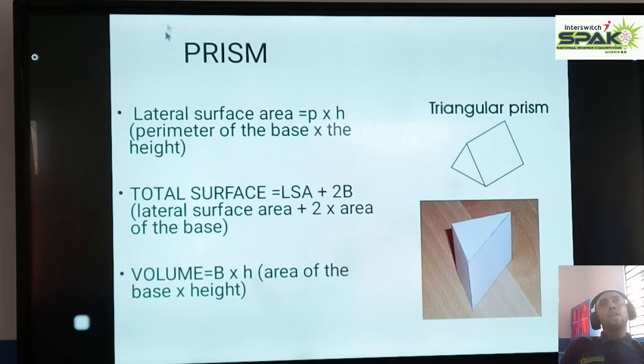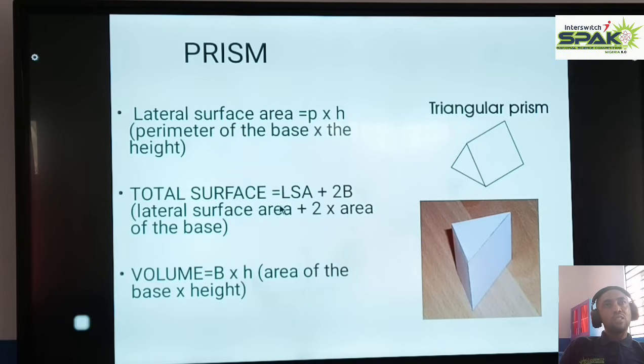Okay, now going by the lateral surface area of a prism. The lateral surface area of a prism is the perimeter of the base times the height. The perimeter of the base, so this base, the perimeter of this base, then times the height of the prism. So the total surface area of a prism is the lateral surface area plus 2 times the area of the base.